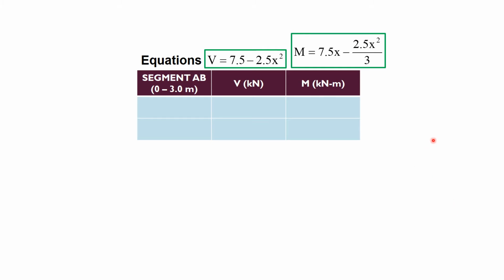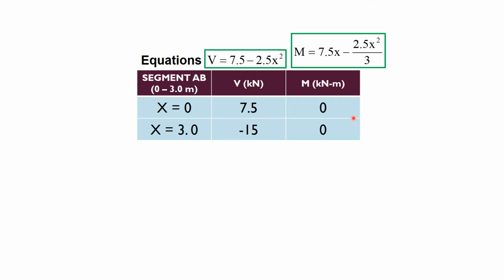Now, let us now tabulate the values. Again, from A to B lang tayo. So, we will not use any increments, so that our x is 0 and x is 3. So, using these equations, when x is 0, this is the shear and the moment. When x is 3, this is the shear, and this is the moment also.